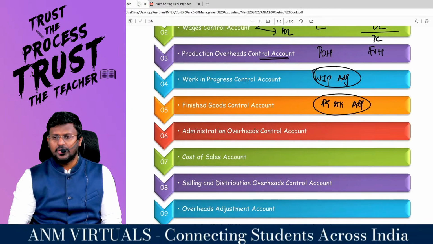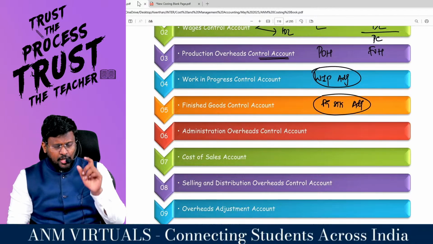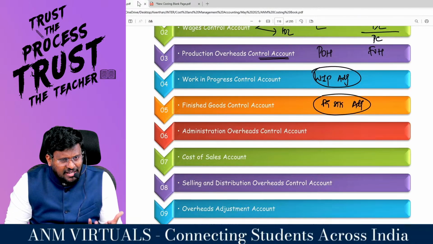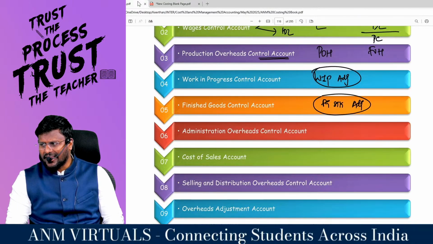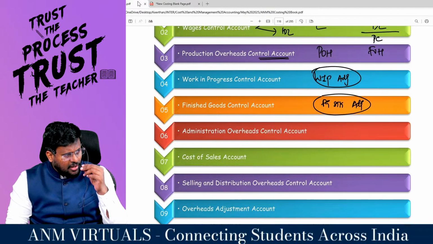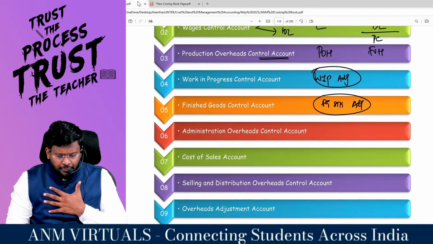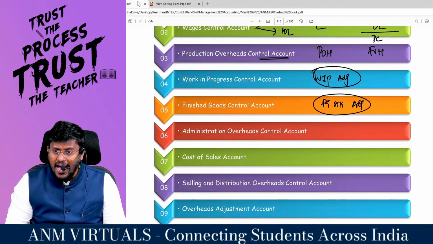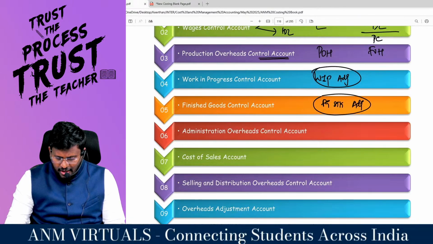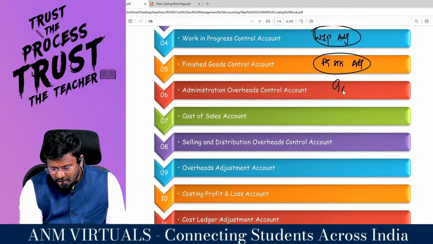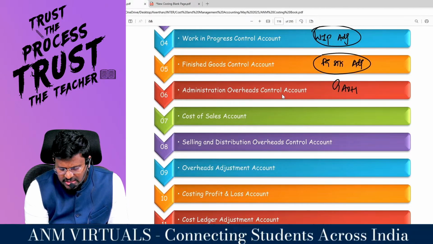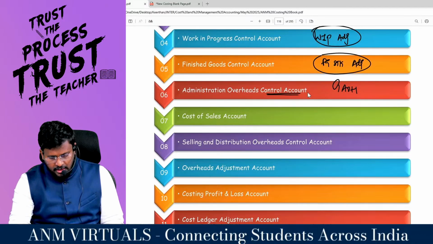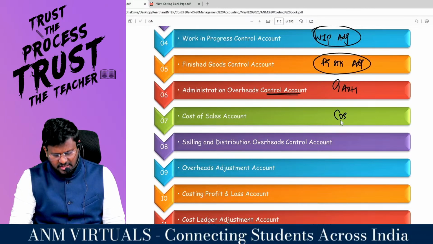So I have reached here. Once I get the cost of production, I will add opening stock of finished goods and I will get the COGAS. From that I have to reduce the closing stock of finished goods, then I will get the cost of goods sold. To that cost of goods sold, I have to add general administration overhead, for which I will use the administration overhead control account.